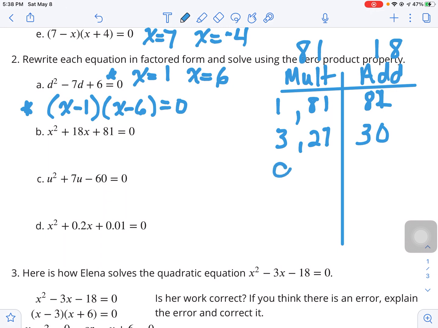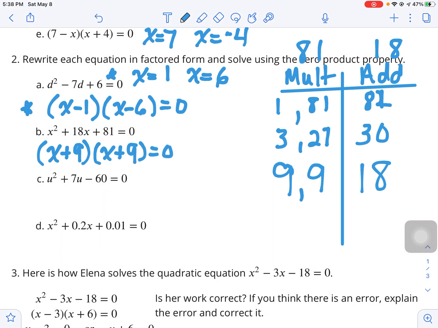The only other factors of 81: 4 doesn't go in there, 5 doesn't, 6, 7, 8, none of those go in there evenly, but 9 times 9 gives you 81, and when you add, you get 18. So I'm going to have x plus 9 times x plus 9 equals 0, and this one, just like the one above, has two identical factors, so I only need to find out what this is equal to, and then I've got my one solution. So x is equal to negative 9 is the solution for that one.